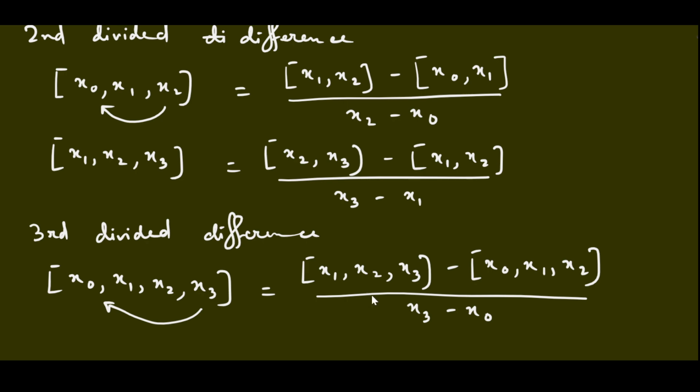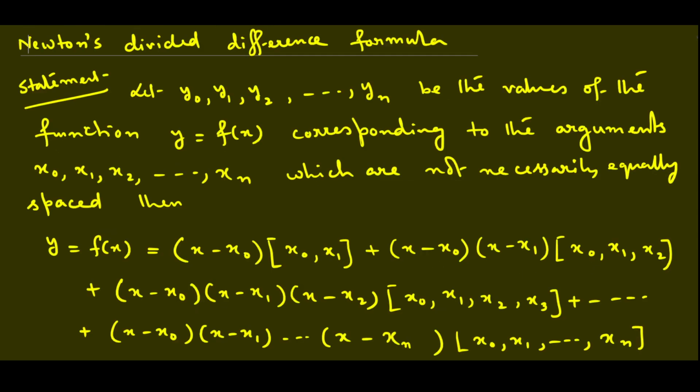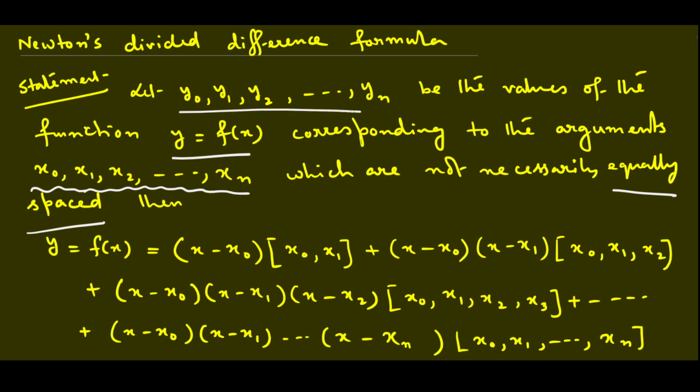So with using this divided difference, now we'll try to learn what is Newton's divided difference formula, and later we'll prove it also. So here we have taken one function y equals f of x, and then some arguments x naught, x1, x2. These are not necessarily equally spaced, like in the Lagrange formula also, these x are not equally spaced. So the corresponding values of entries are y naught, y1, y2, and then yn.